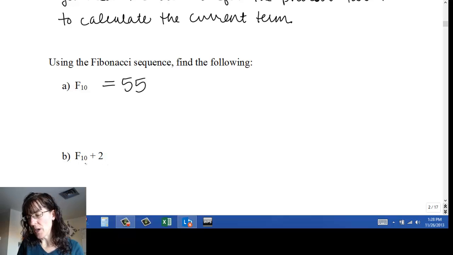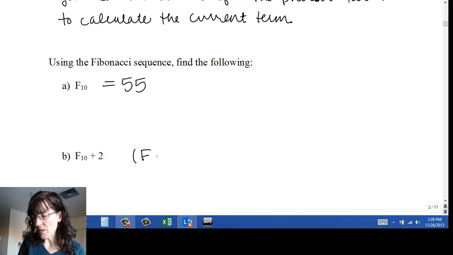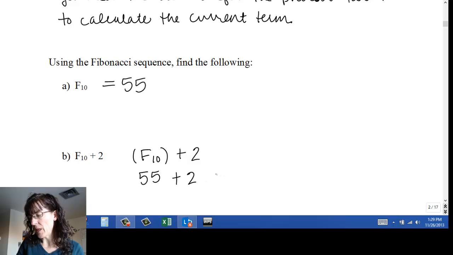Now this problem here says f sub 10 plus 2. Notice that the 2 is not down in the subscript with the 10, it's up on the same level as the f. So what it means is find f sub 10 first and then add 2 to it. Well, I know f sub 10 because I just found it, so I have 55 plus 2, and that's going to give me 57.